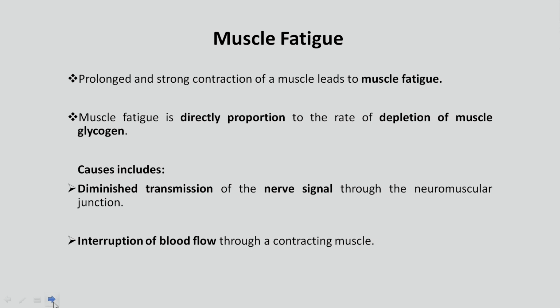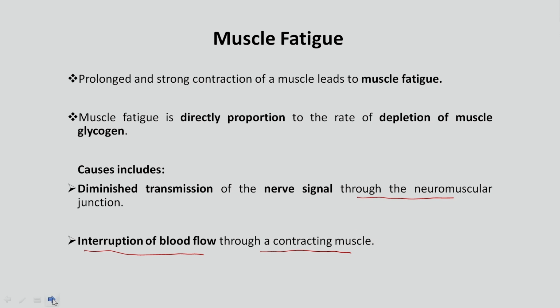Now, what is the cause of this fatigue? One cause is diminished transmission of the nerve signal through the neuromuscular junction. If transmission from the nerve to the muscle is less, proper excitation will not take place, and then fatigue will develop. Second, there can be interruption of blood flow to the contracting muscle. If a proper amount of blood does not flow through the muscles, the muscle will not get sufficient energy, and that will lead to muscle fatigue.